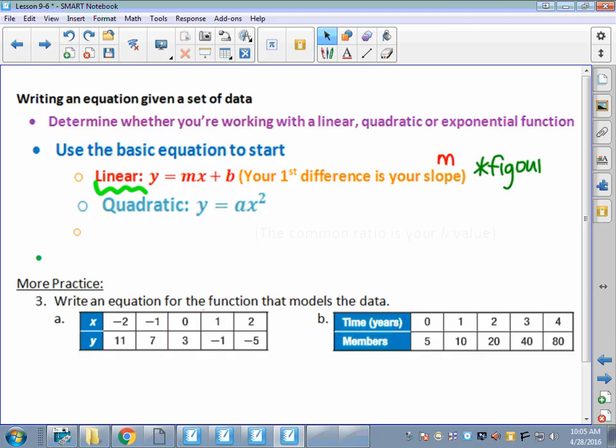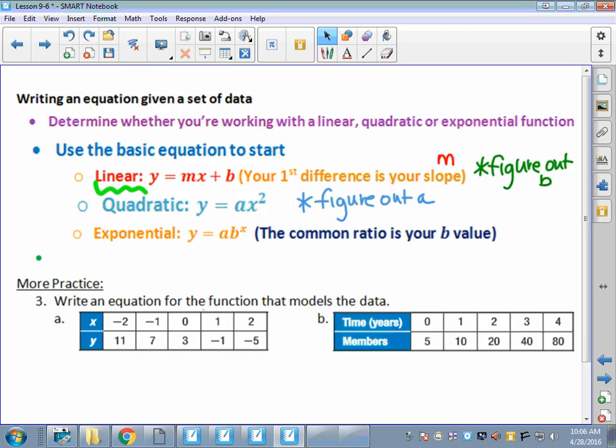So we're going to have to figure out b. For the quadratic, we're going to have to figure out a. And last but not least, if it's exponential, you've got y equals a times b to the x as your starting equation. And your common ratio will be your b value. So we're going to have to figure out a.